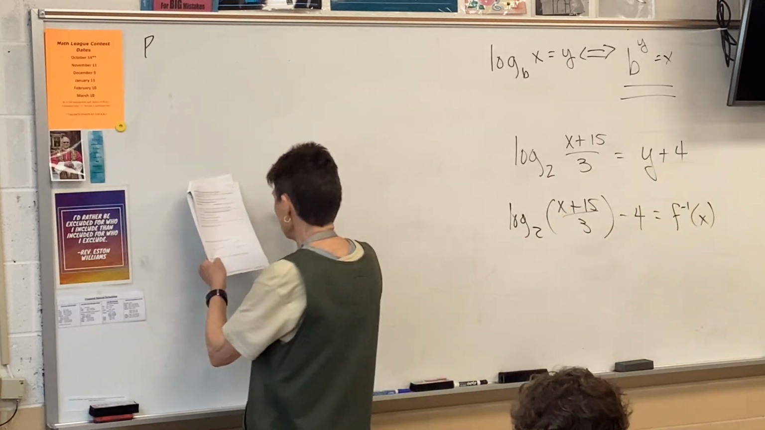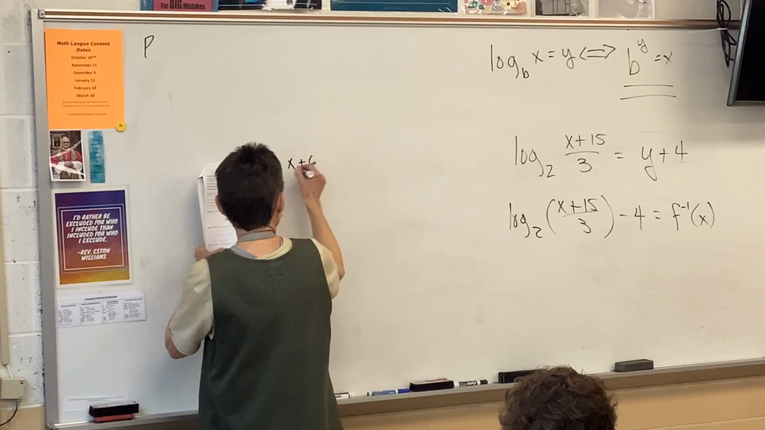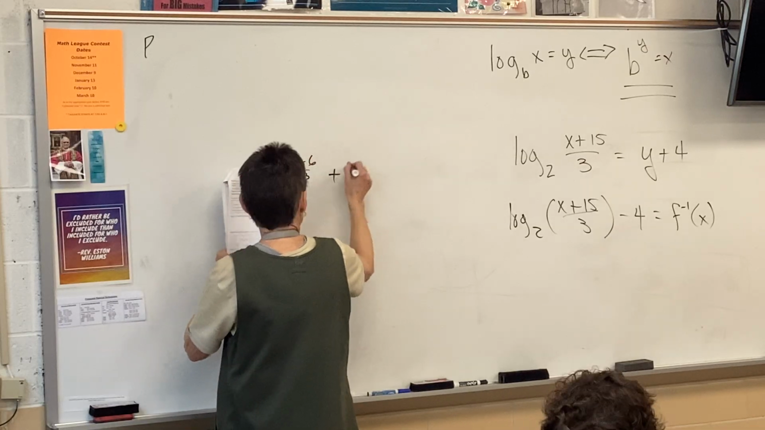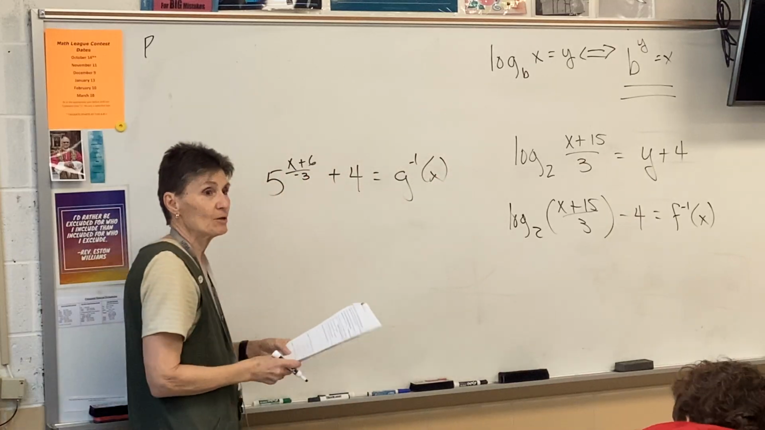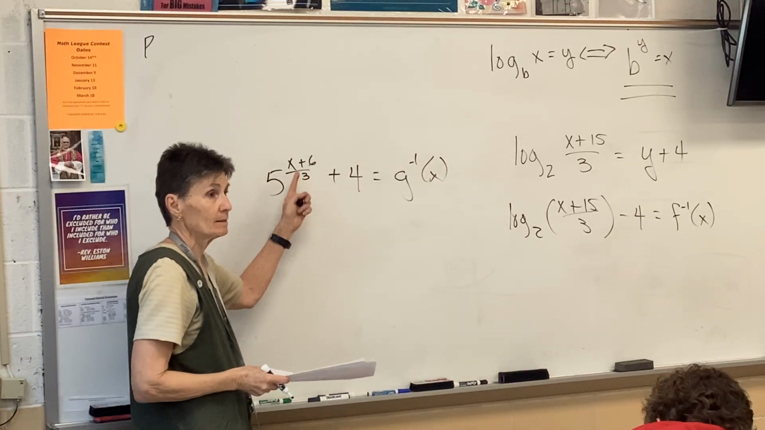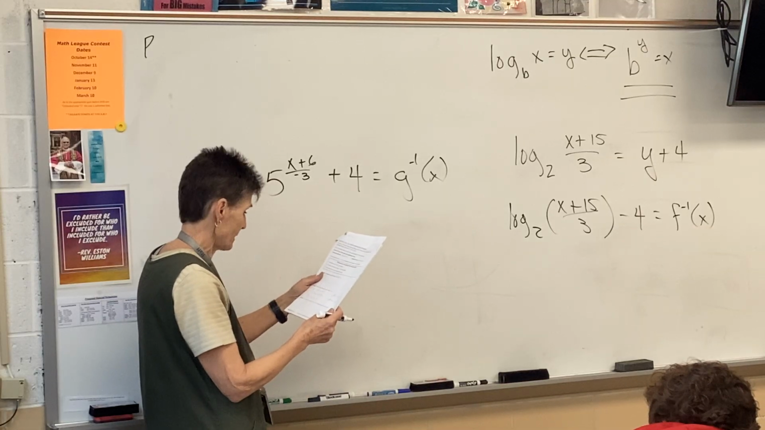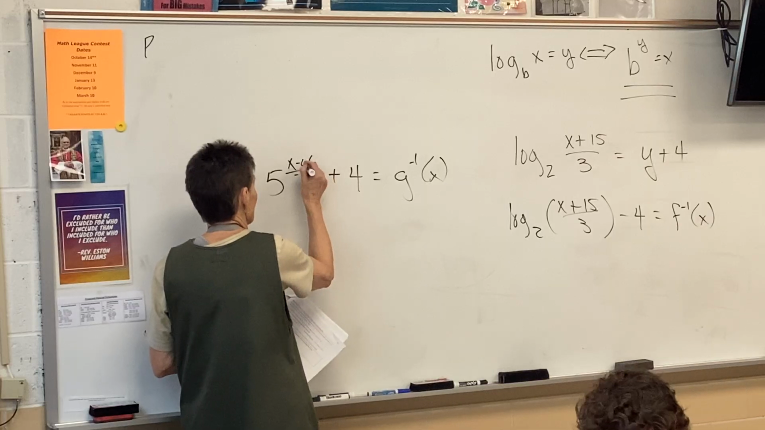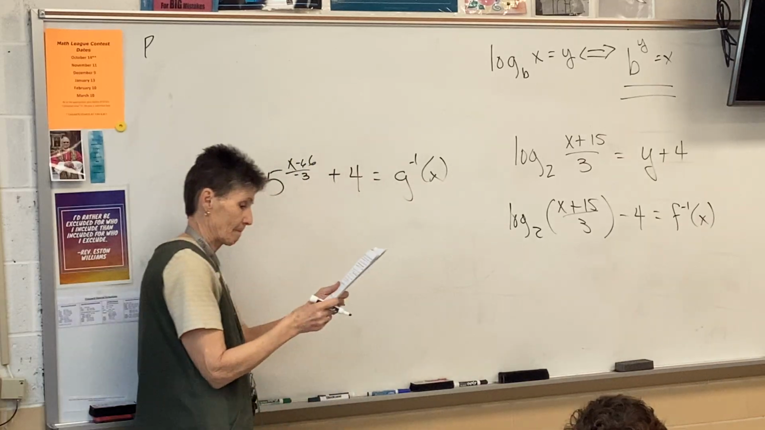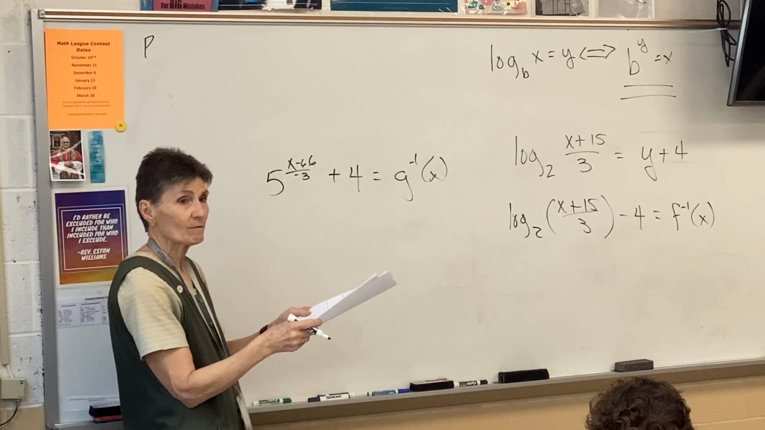We're about out of time. I got 5 to the x plus 6 over negative 3 plus 4 equals the inverse. How does that look? And you may have written this part differently. X minus 6 over. Oh, what? Over x minus 6? Yeah, it's supposed to be. Is that all right with everybody?